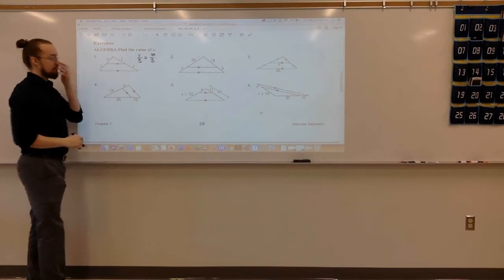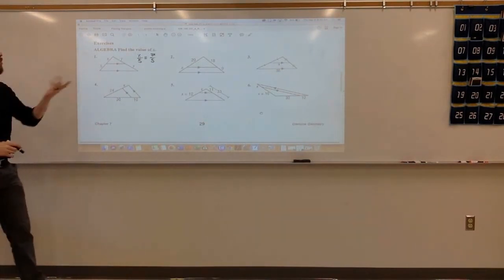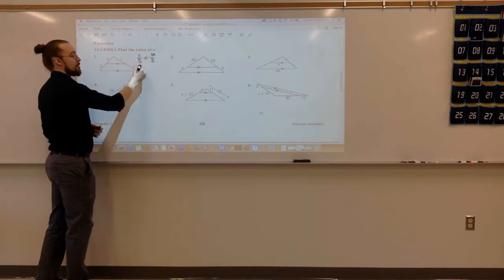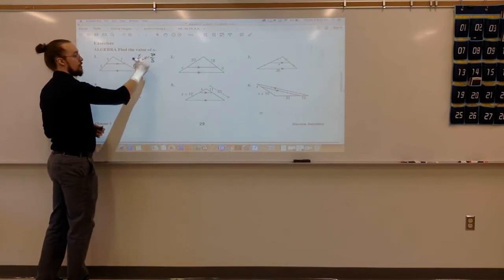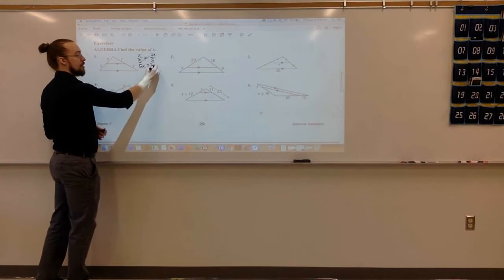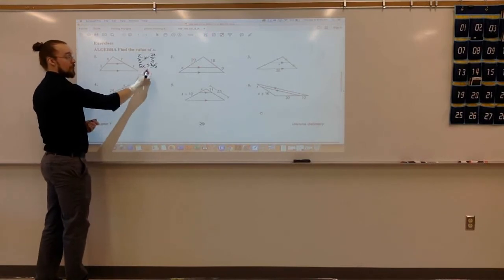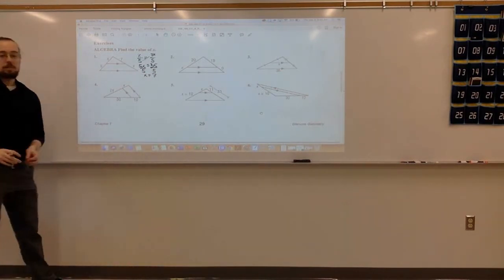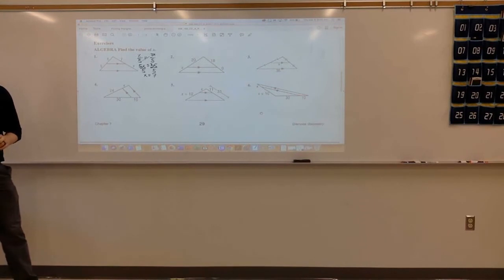Is that it? Well, to solve, we would cross multiply. So 5 times x, and then 5 times 7. And then to solve for x, divide both sides by 5. We would get x equals 7.